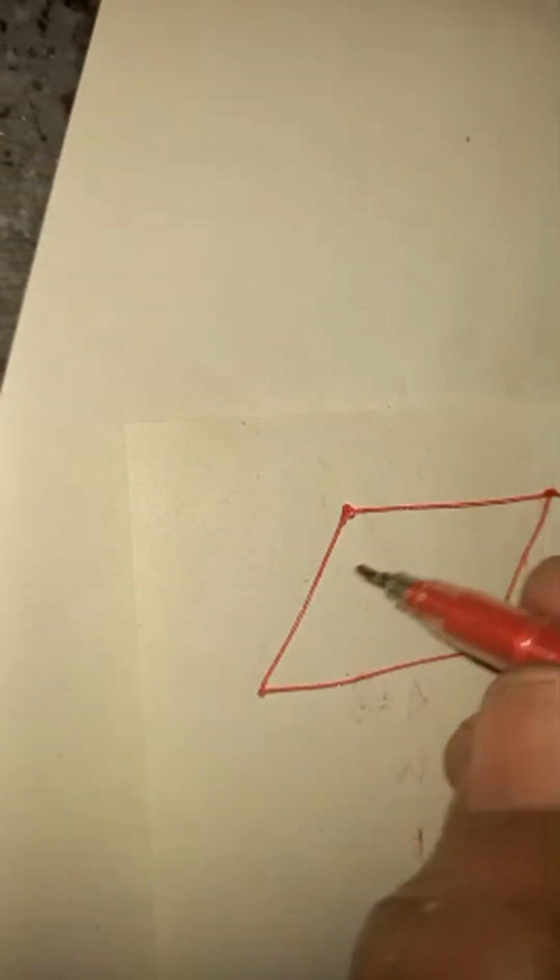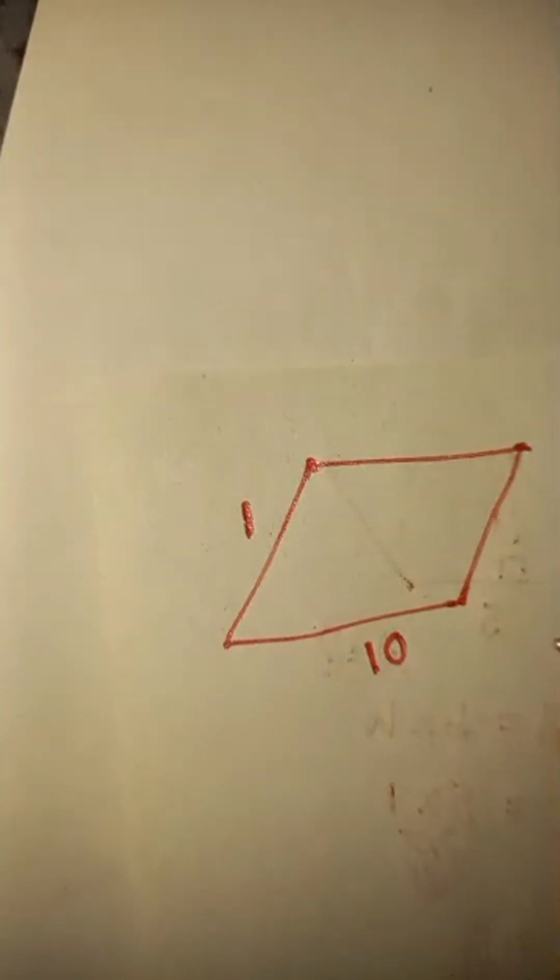Let's take one more parallelogram. Here they are giving like this. In this parallelogram, this side length they have given us 1 unit and this side length as 10 units.